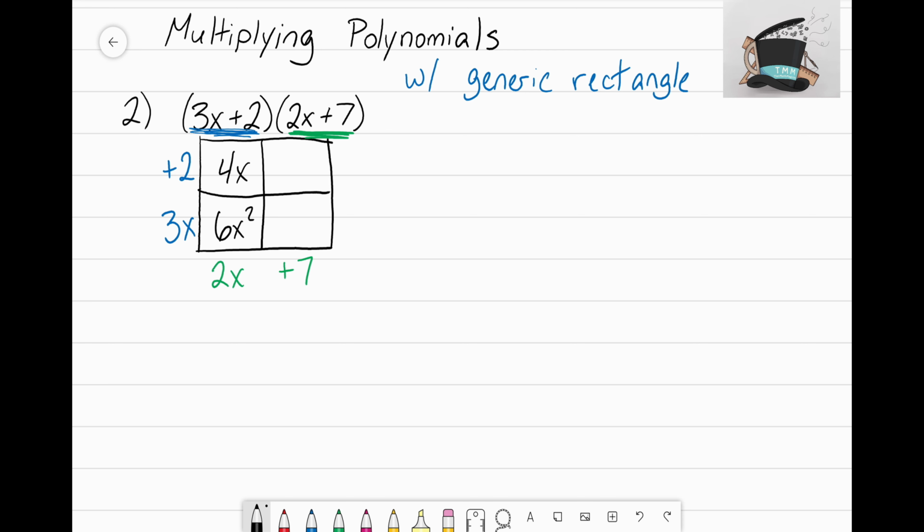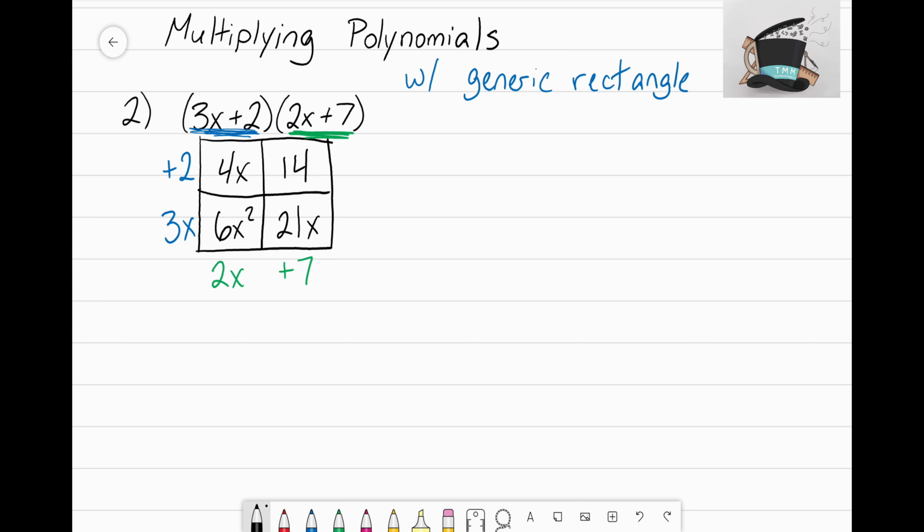Let's keep going. Let's go down to the bottom right. I have my left side here, which is still going to be 3x. So 3x times 7 would give me 21x. Perfect. All right, one last square to fill out. This last square is my plus 2 times my plus 7, and 2 times 7 gives me 14. So there we go. We filled out the generic rectangle.